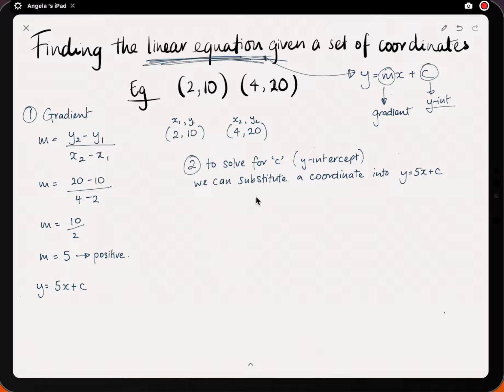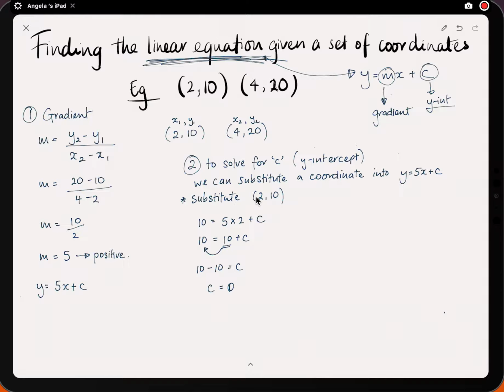So this is why it's really important to substitute the values that you solved for as you go, because it's going to help you complete the next step. So now that we're solving for c, we can substitute a coordinate into y equals 5x plus c. Let's substitute, for this example, the coordinate (2, 10). So now I've got 10 equals, because remember 10 is y, 5 times 2 plus c. Solving for c, we get 10 equals 10 plus c. Solving for c again, I want c by itself, so I'm going to make it 10 minus 10 equals c, and c is equal to 0.